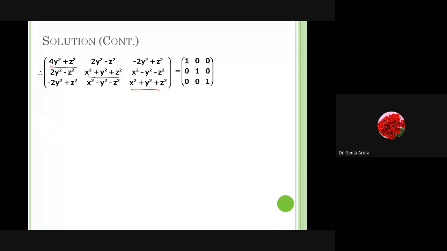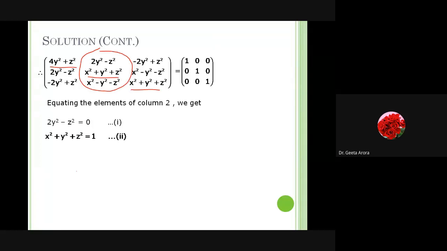Here, the three values that are equal to 1 are x square plus y square plus z square is 1, and from here 4y square plus z square is also 1, while all other values are equal to 0. So we have to take the expression, compare it with 0 and 1, and solve it. Here they have taken the column 2 values. 2y square minus z square is 0. If we compare the second column values, they are equal to 0, 1, 0. So 2y square minus z square is 0, x square plus y square plus z square is 1, and x square minus y square minus z square is 0.